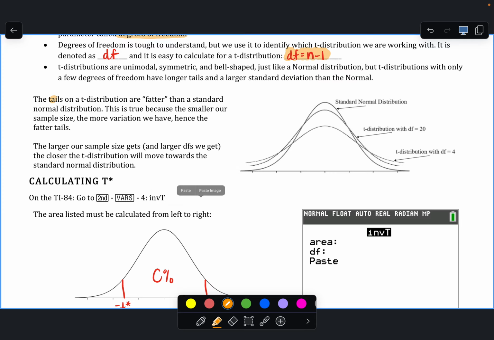The tails on a T distribution are fatter than a standard normal distribution. Basically, that just means they have more area in the tails. They'll often ask you how a Z distribution and a T distribution are different, and it's going to be the fact that they have more area in the tails. So I'm going to highlight these in colors so you can see what I'm talking about. This one here, the really tall peaked one that gets flat against the x-axis, is our standard normal.